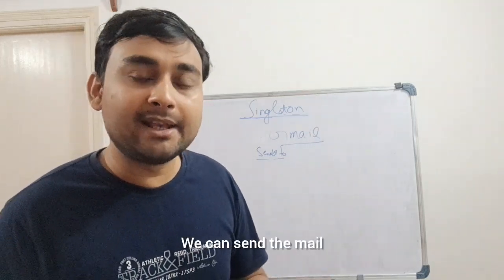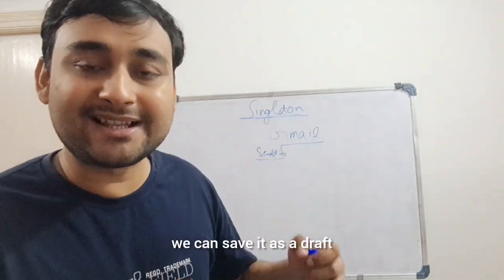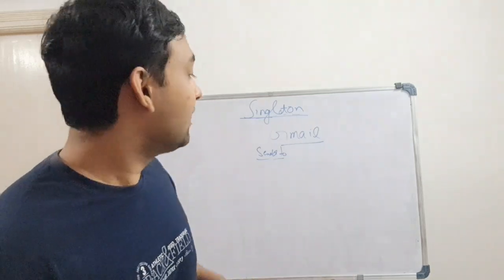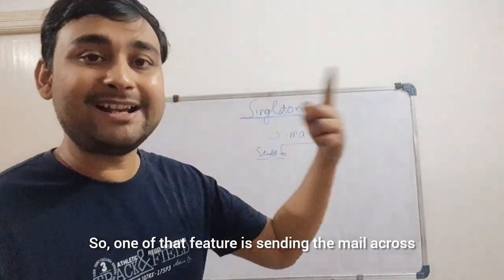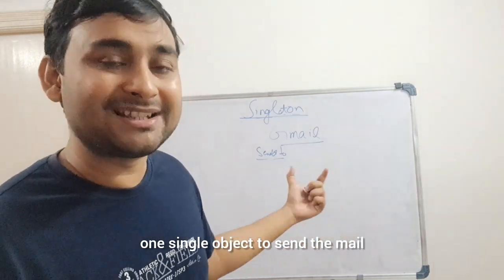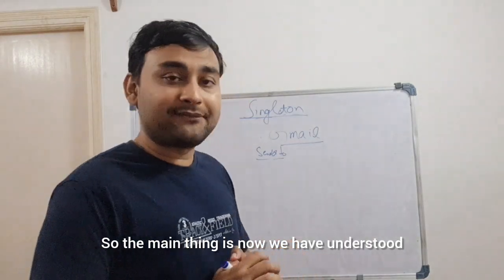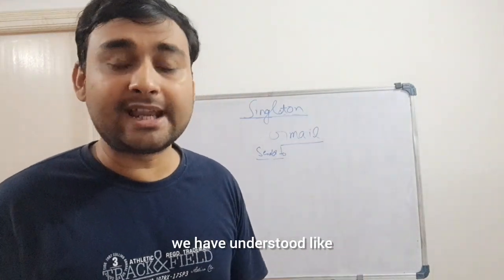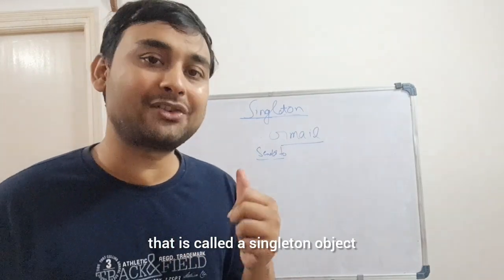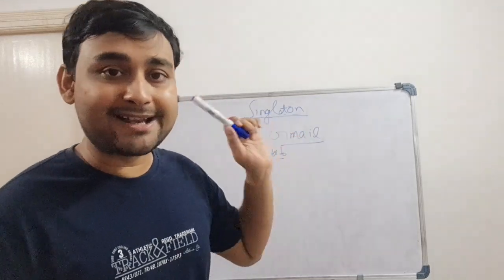There are various features in Gmail, right? We can send a mail, we can accept the mail, we can save it as a draft. There are a lot of features present within Gmail, and one of those features is sending the mail across. For that it's necessary to create just one single object. So now we have understood what a singleton is: when we are creating only one single instance at any given point of time, that is called a singleton object. But how to create a singleton object, that is the important thing.